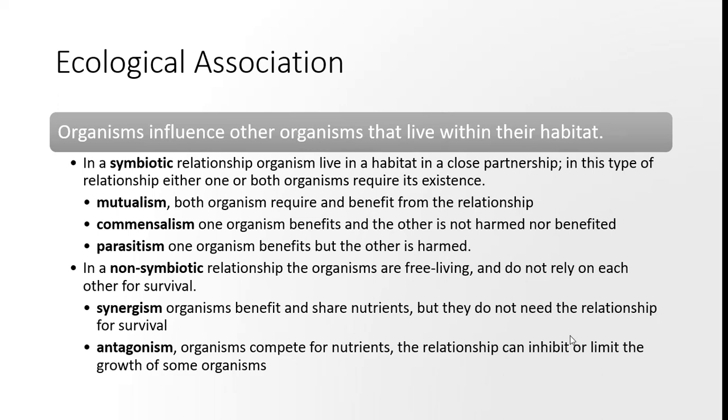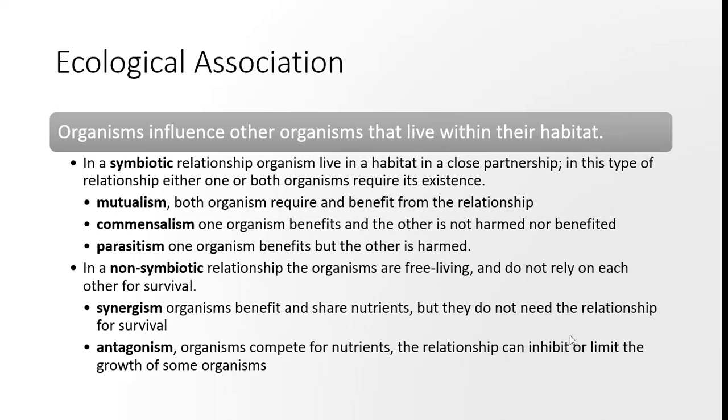If it's a mutualistic relationship, that means the microbe and the organism it's living with both benefit from that relationship. If it's commensal, one organism benefits and the other is just maintaining. It doesn't necessarily benefit, but it's also not necessarily harmed. Whereas if it's a parasitic relationship, one organism benefits and the other is harmed. We often refer to a lot of our microbial relationships as being parasitic to their host.